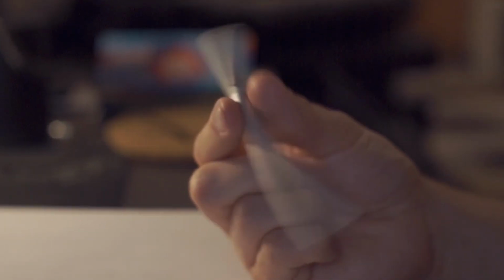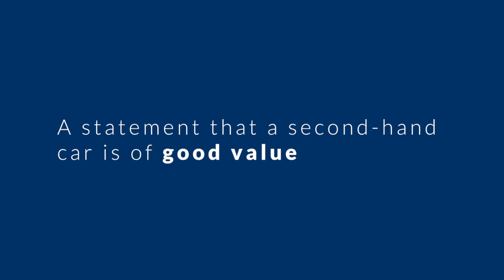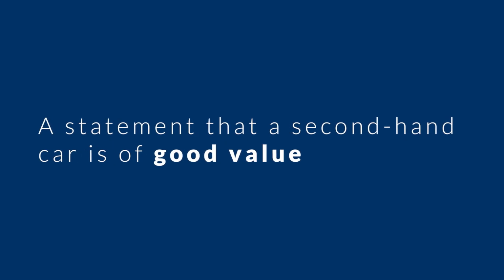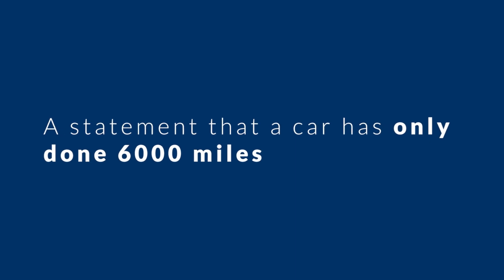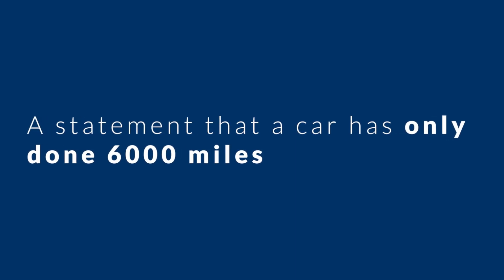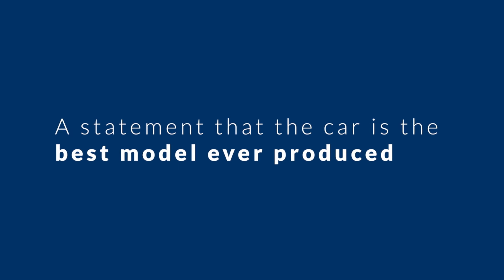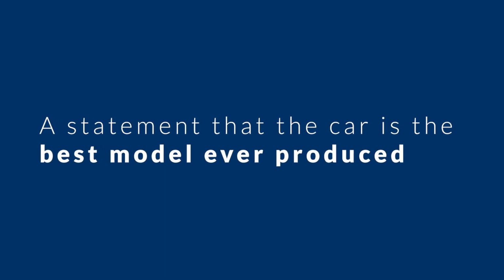For example, what do you make of the following statements? A, a statement that a second-hand car is of good value. B, a statement that a car has done 6,000 miles. And C, a statement that a car is the best model ever produced. Which of those statements is a fact, and which one is just mere puffing, mere statements made by a seller because they're trying to sell? Let me know that in the discussion area provided, so you can comment that.